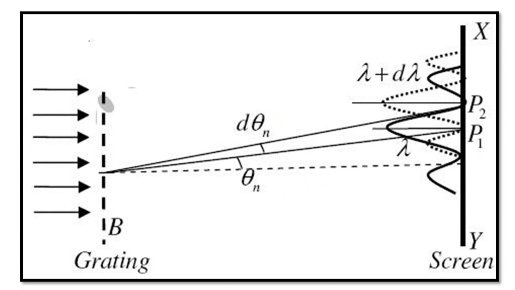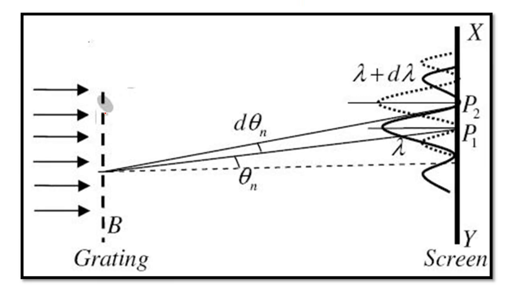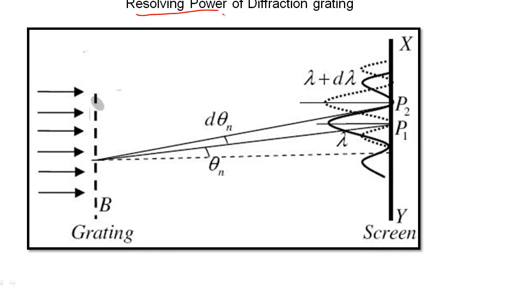Coming to the topic, that is the resolving power of a diffraction grating. Each optical instrument has a resolving power. Resolving power means the ability to see two wavelengths as distinct and separate. So with the help of a grating, we can resolve the two wavelengths present in the incident source of light, say lambda and another wavelength which is lambda plus d lambda.